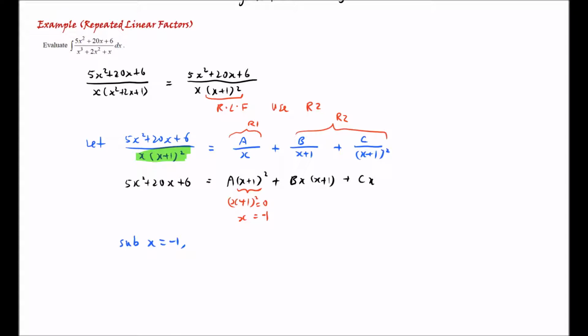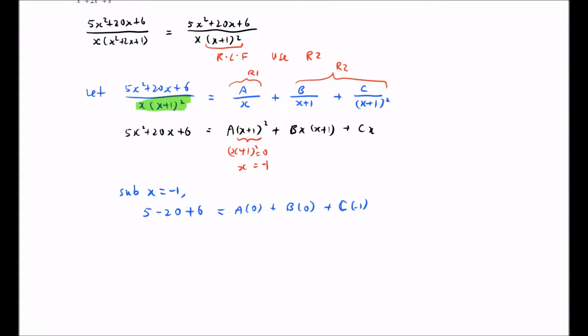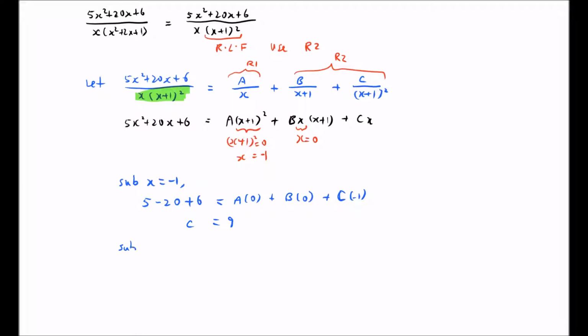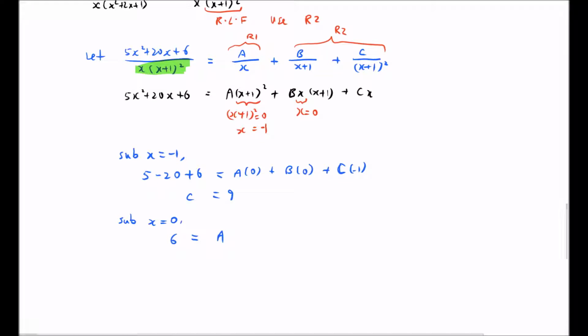Okay. Now knowing x equals minus 1, we sub x equals minus 1 into this equation, so we get 5 minus 20 plus 6 equals, now A will multiply 0, B also multiply 0 because of the x plus 1, then plus C will multiply minus 1. So you get C equals 9. Now you go to the second term, you can set x equals 0. So again, we sub x equals 0 into the equation. So we get 6 equals, now A will be 1A, B will times 0, so C will also times 0. So we get A equals 6.